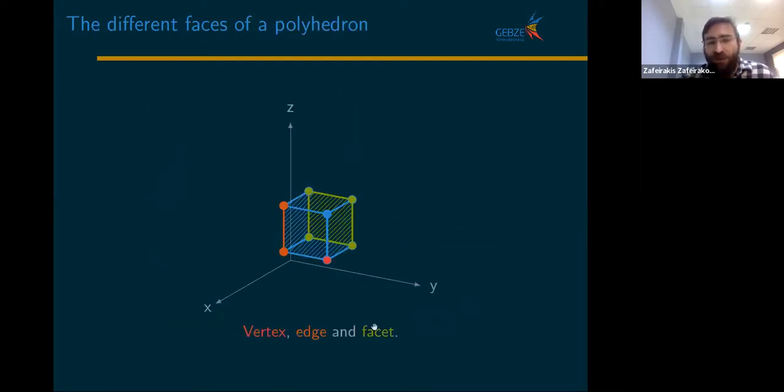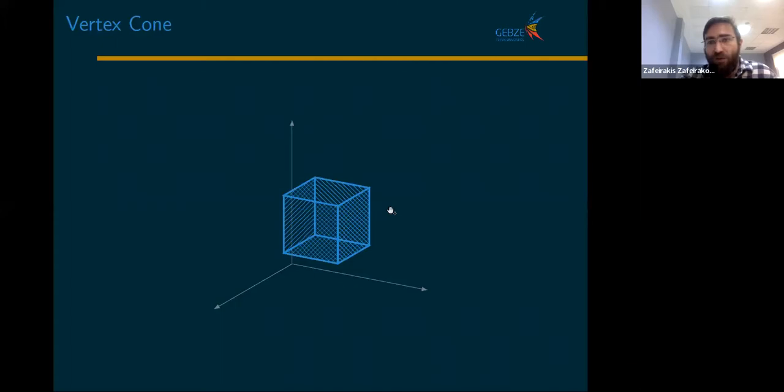And just for terminology, we have the different faces of a polyhedron. A zero-dimensional face is called a vertex, a one-dimensional face an edge, and a (d minus one)-dimensional face of a d-dimensional polytope is called a facet. And a vertex cone, which is the most important definition for us today, is the smallest cone where the apex is at the vertex of our polyhedron, and this is the smallest cone that contains our polyhedron. So for example, this is a vertex cone for this cube.